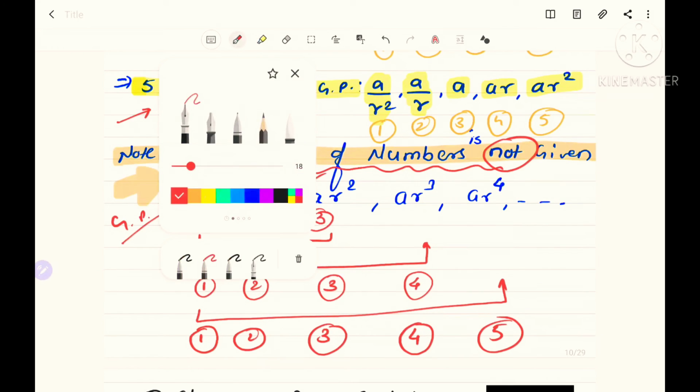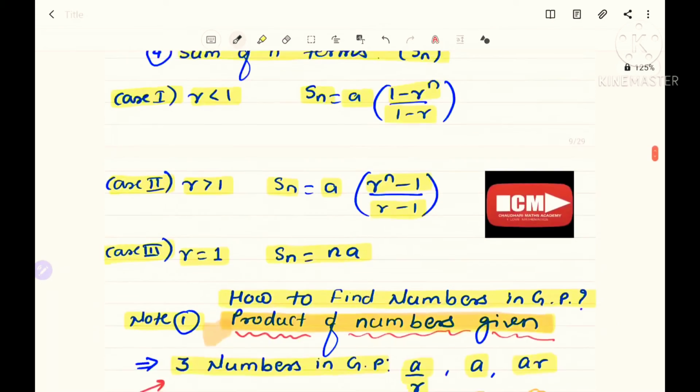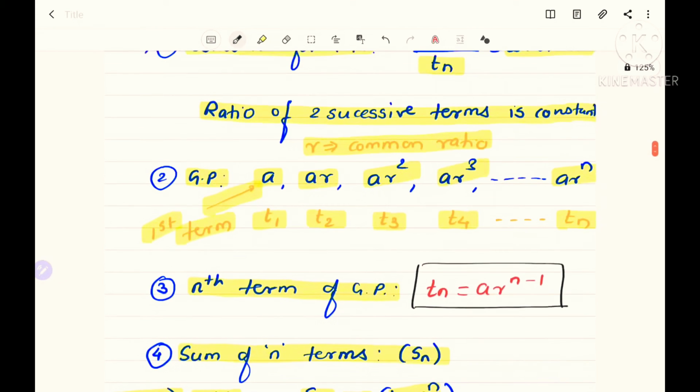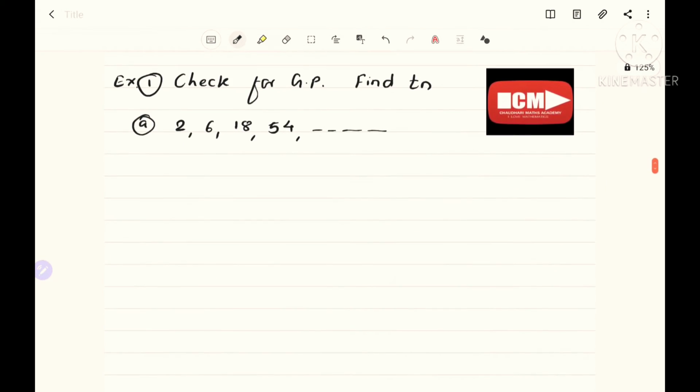So that's all friends. This is the entire summary of this geometric progression. I hope you got this entire summary of the geometric progression. So try to recall each and every detail of this. Let's try to face a few questions on the summary of this geometric progression.